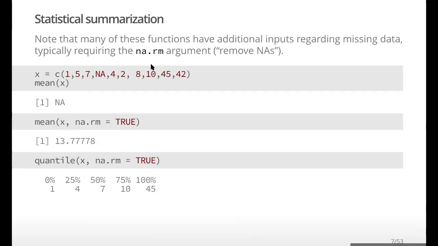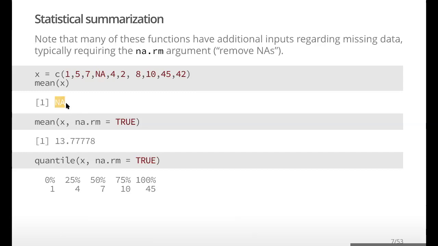Again, all these functions about data summarization that I talked about in the first slide have an na.rm argument to remove NAs. Here we define a vector x to be 1, 5, 7, some missing value, 4, 2, 8, 10, 45, 42, and we take the mean of that. Again, that NA could be negative 455,000, or it could be 0. If you take the mean of that, because this number is unknown from a statistical point of view, it could be anything.